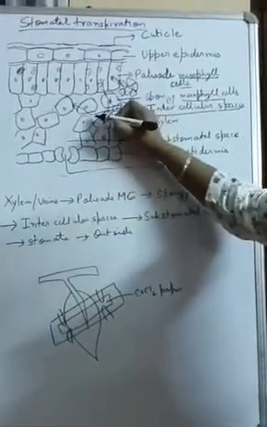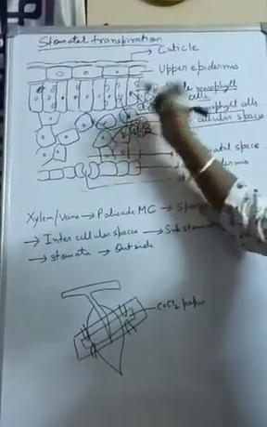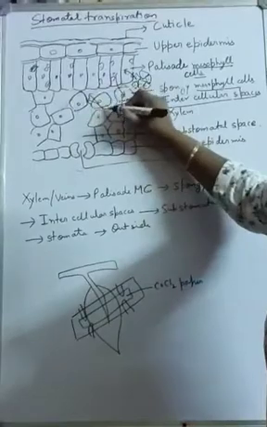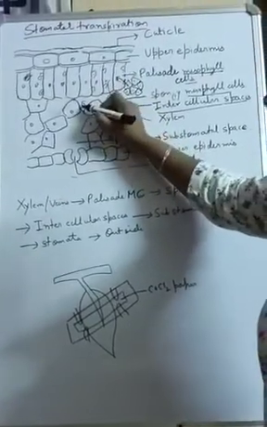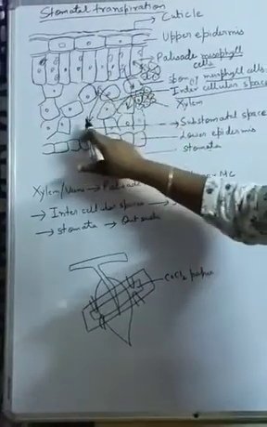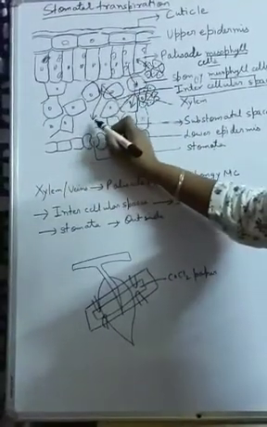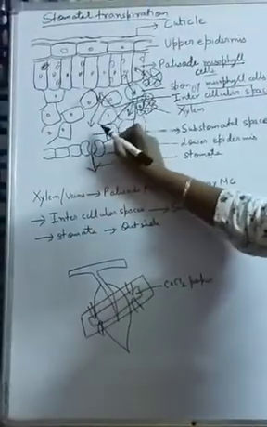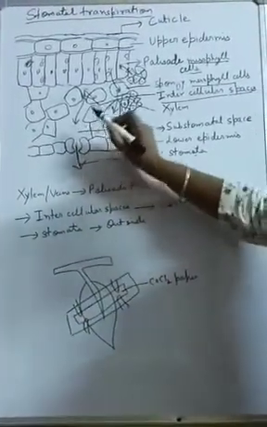Once it changes to water vapor in intercellular spaces, then it goes by diffusion. From one intercellular space to another intercellular space, it goes by diffusion, and then by diffusion from intercellular space it goes to substomatal space, and then from substomatal space it goes out again through diffusion. So transpiration is basically done by diffusion.